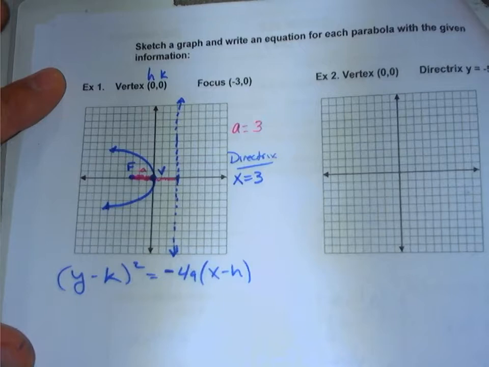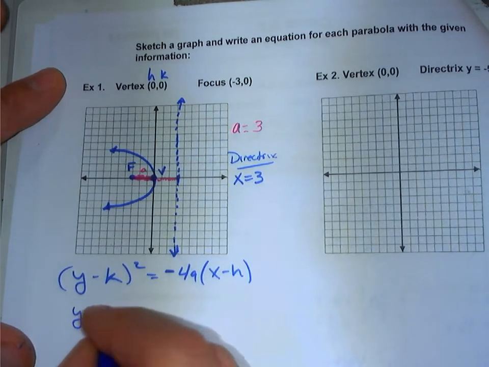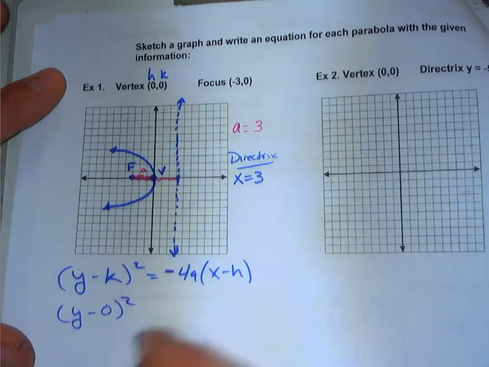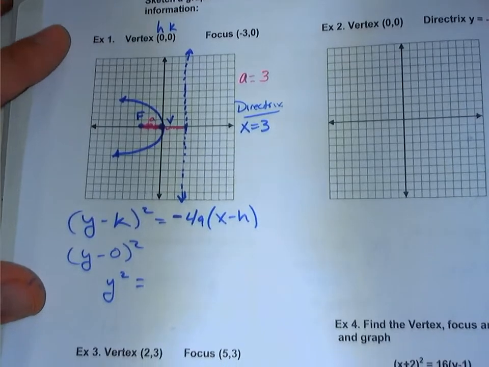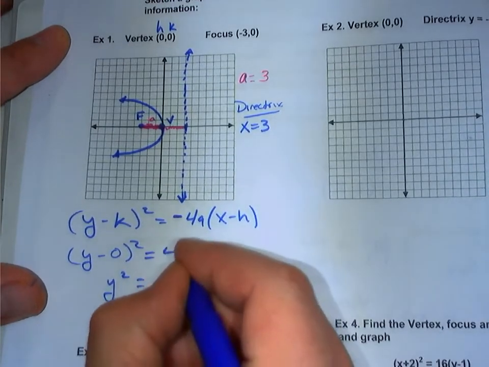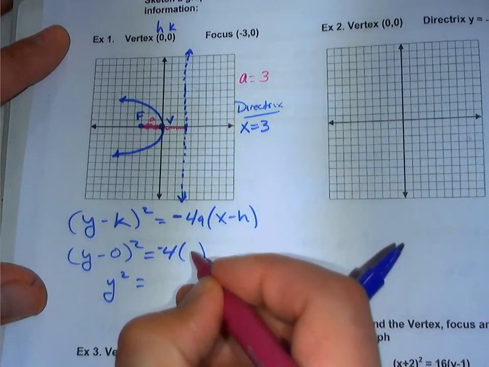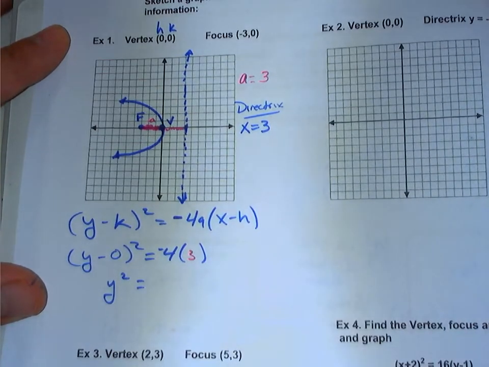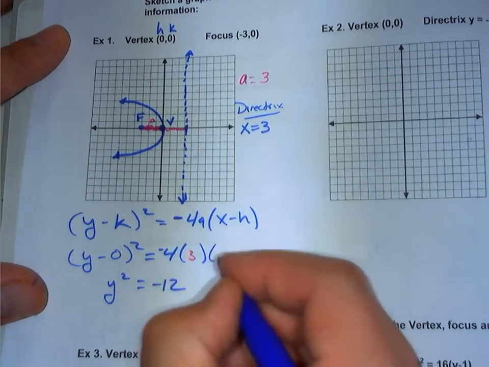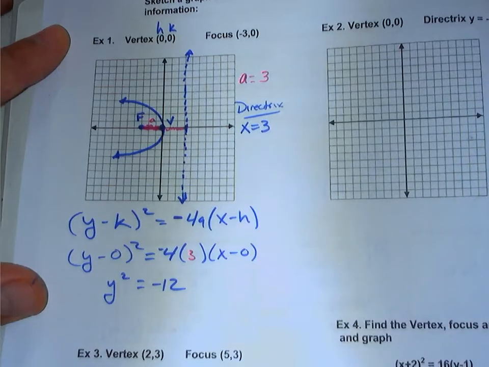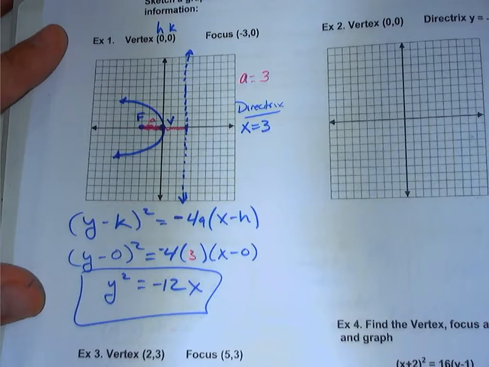And now it's just pluggy chuggy. We plug in our h and k, we plug in our a. I've got y minus 0, which we know is y squared. A, what's a? What do we have for a? 3. So negative 4 times 3 is negative 12. And then we have x minus h, which is 0. X minus 0 is just x. So this is the equation I'd be looking for on a quiz or test.